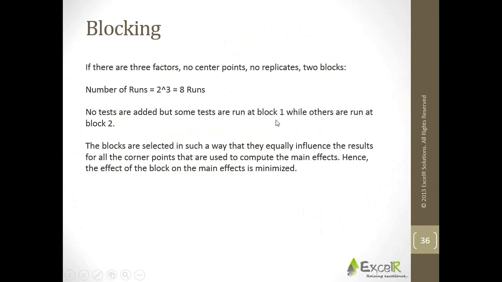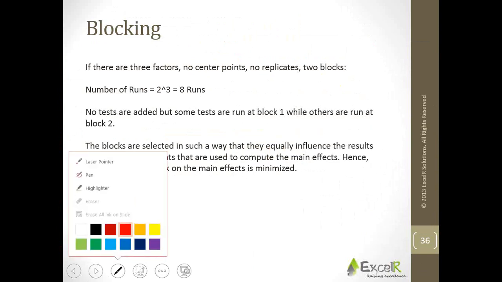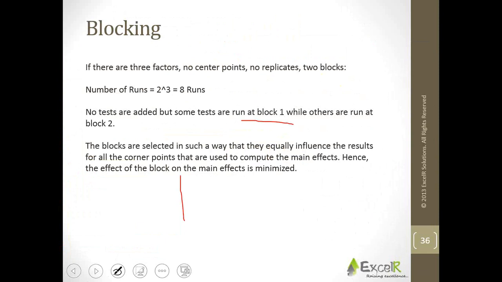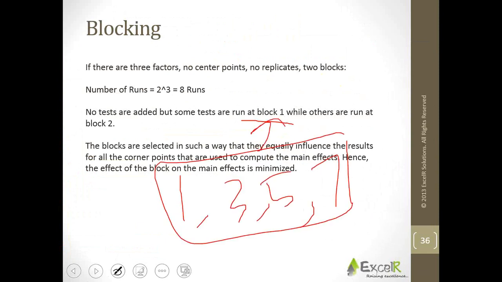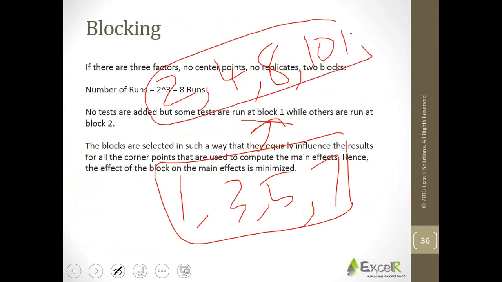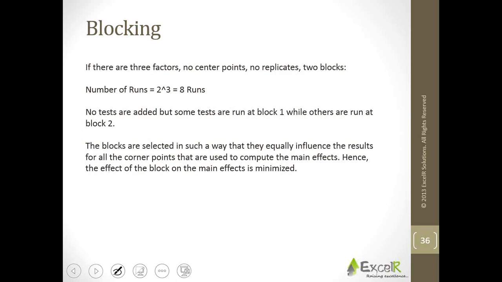But some tests are run as block 1. Probably you have 1, 3, 5, 7. Maybe these 4 are run as block 1 experiment. And 2, 4, 6, 8 are run as another block. The blocks are selected in such a way that they equally influence the results of all the corner points.